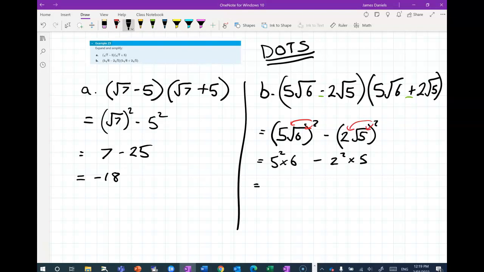So 5 squared times 6, which is 25 times 6, 150, minus 2 squared, which is 4 times 5. 4 times 5 is 20, and we'll have an answer of 130. Difference of 2 squares. Similarly, you could do 4 multiplications. You could split the front and multiply each term by the second bracket. But as I said before, you'd actually end up with the same answer if you followed all the steps correctly. Difference of 2 squares allows us to do some of the work faster.